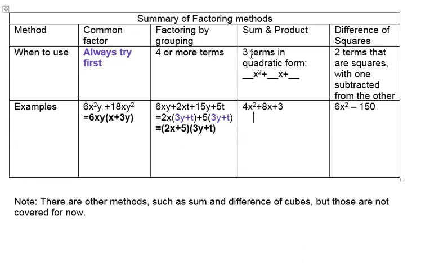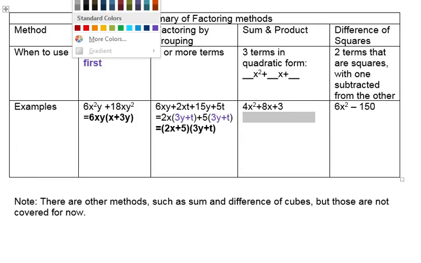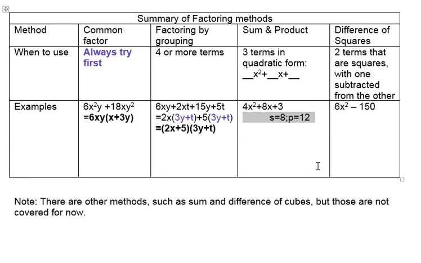So this next one, we are following that quadratic form. So we have something x squared, in this case 4x squared, plus something x, 8x, plus, again, our last constant term, 3 in this case. So when we're doing that, we want to use the sum and product method. Remember, the sum is always our middle term, the coefficient of our middle term, that is, and the product is always our first coefficient times our last term. So in this case, we're getting a sum of 8 and a product of 12.